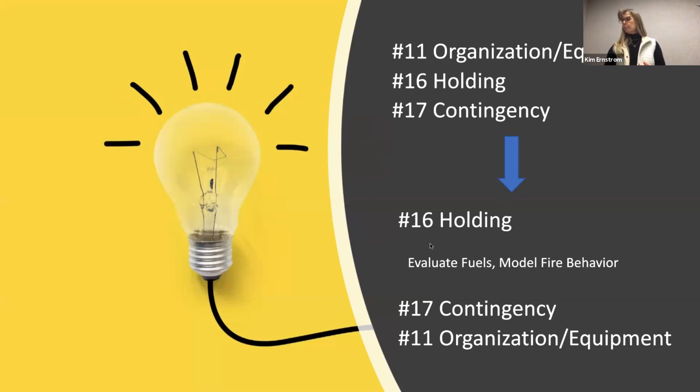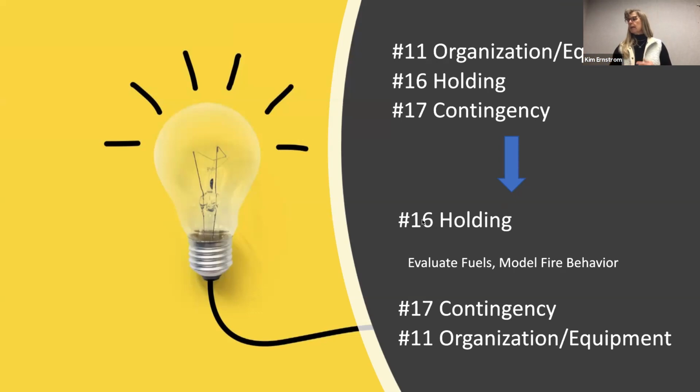The reason I put this arrow and reorganized them is because for me, it helps to think about them in a different order. If you have to build your org chart and what equipment you need, how do you know? How do you know what you need? You don't really know until you know what your holding and your contingency is going to look like. Then you can decide what kind of organization and equipment you need. So I kind of do it in reverse.